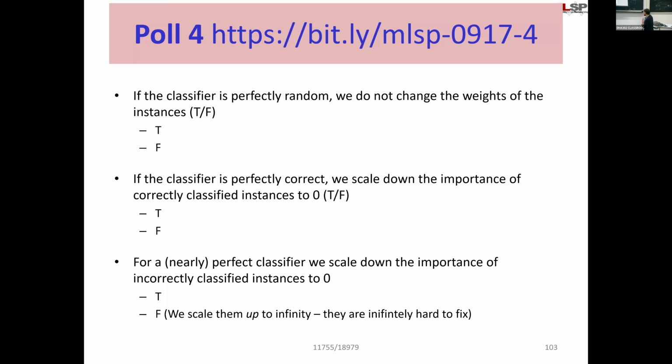So if the classifier is perfectly random, you don't change the weights of the instances. That's basically what you want to do. If it's perfectly correct, you scale down the importance of the correctly classified instances to 0, and incorrectly classified instances are scaled up to infinity. This is how you would think your way through it if you are thinking logically about the problem and not math. And the math follows the logic, right? It's not hard to figure your way out.